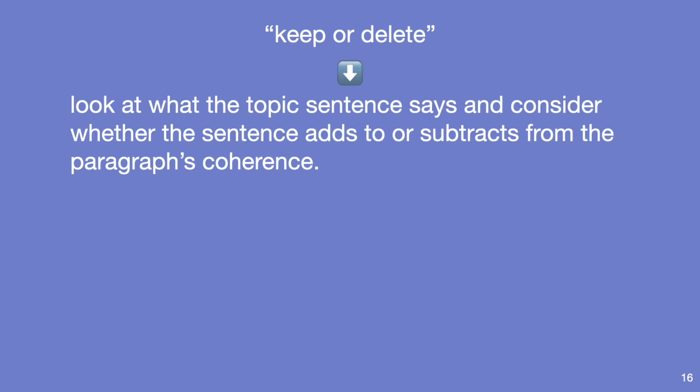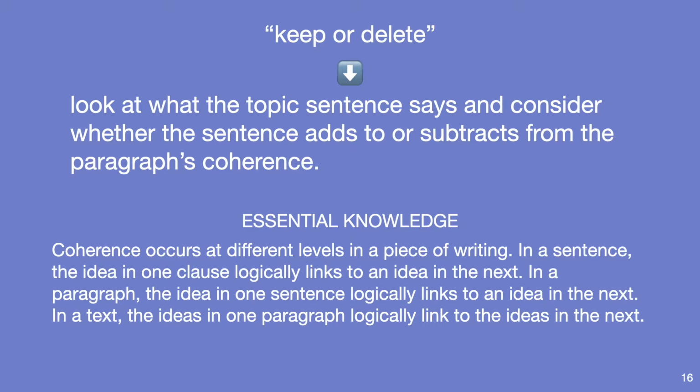For keep or delete questions, it's helpful to look at what the topic sentence says and consider whether the sentence adds or subtracts from the paragraph's coherence. The question is testing you on the essential knowledge of coherence. Coherence occurs at different levels in a piece of writing. In a sentence, the idea in one clause logically links to an idea in the next. In a paragraph, the idea in one sentence logically links to an idea in the next. In a text, the ideas in one paragraph logically link to the ideas in the next. So for keep or delete questions, check the topic sentence. If the sentence in question doesn't serve what the topic sentence promises, it probably doesn't belong there.